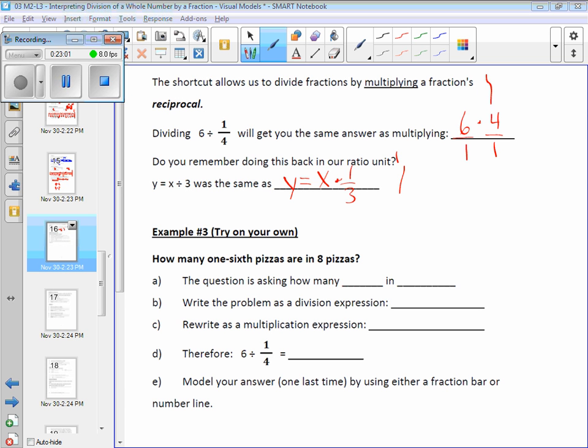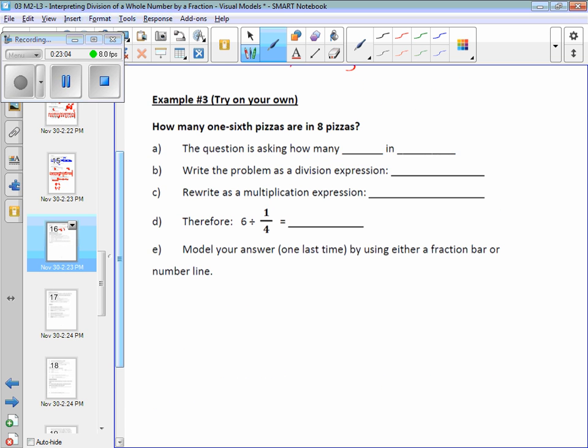Okay, so let's just go right to the shortcut. We've modeled enough. If you're going to use the shortcut, though, there is no shortcut to reading a word problem, and you've got to first write it as a division expression. That's got to come first. So how many 1/6 are in 8 pizzas? How many 1/6 in 8, which is what division expression? You need that first. Connor. Yes, 8 divided by 1/6.